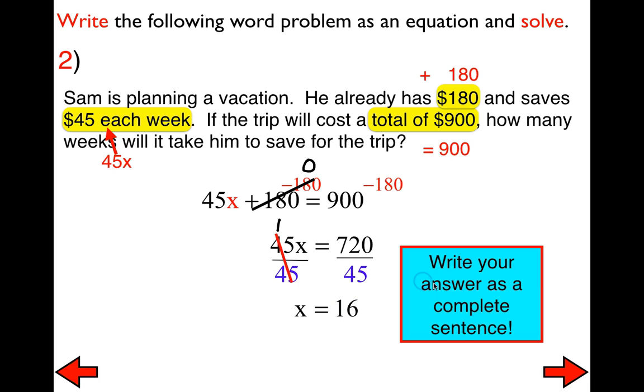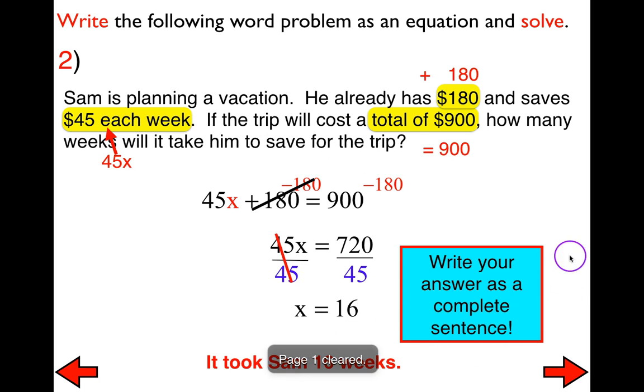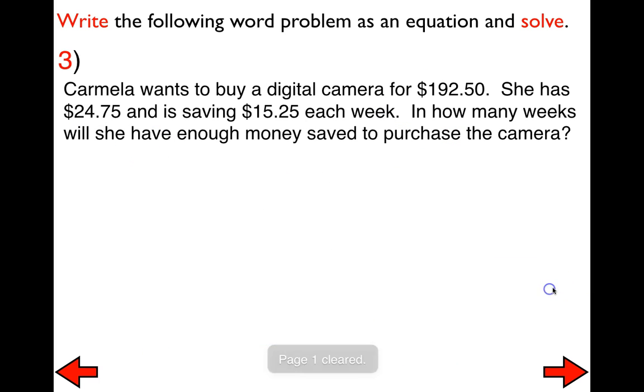However, remember, you need to answer in a complete sentence. You can't just write x equals 16, because that's not the question. The question was asking how many weeks will it take for him to save for the trip? So you would answer your question as, it took Sam 16 weeks. Okay, so now let's move on to the next problem.